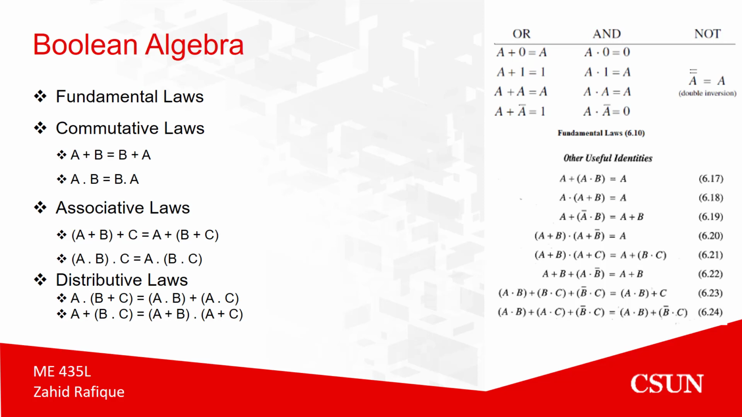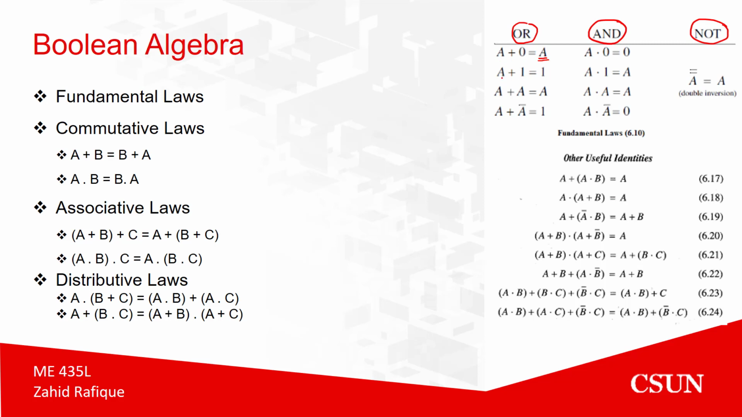Let's start with the fundamental laws. The fundamental laws are based on the three basic gates: OR gate or OR logic, AND gate or AND logic, and NOT gate or NOT logic. If you OR any signal, any Boolean variable with a 0, your output is going to be that variable. So A or 0 is going to be A.